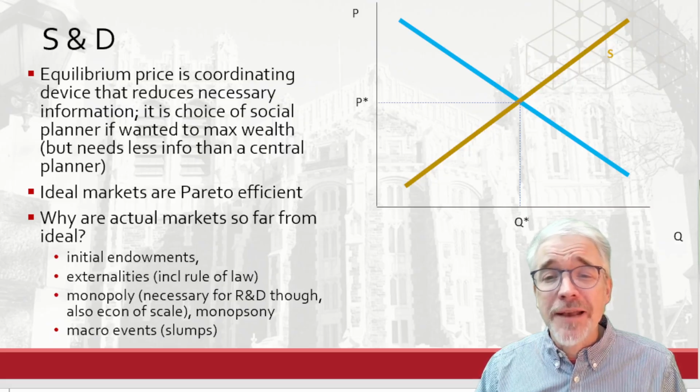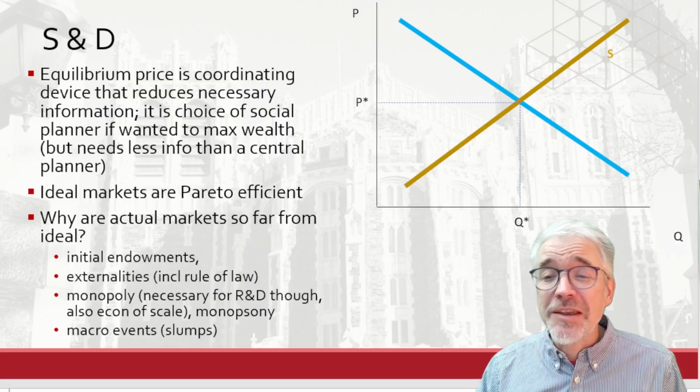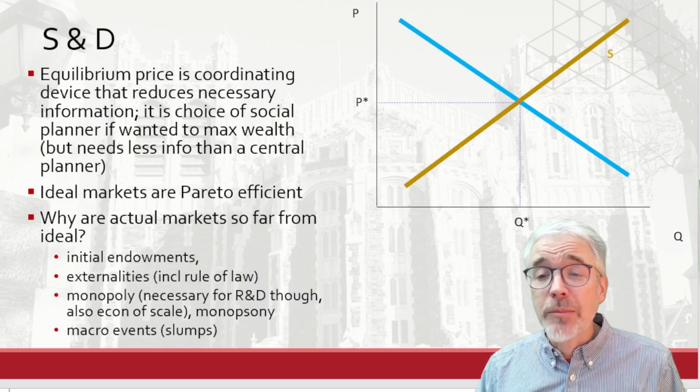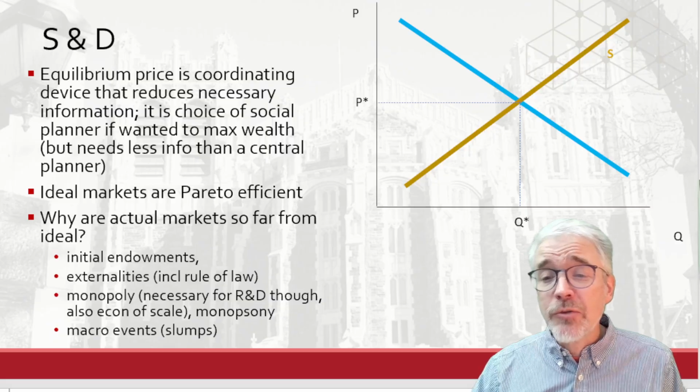Now, why are actual real-world markets not ideal? One of the big reasons is initial endowments. Some people start poor, they don't have a lot of wealth. Maybe they're in a place where there are a lot of things working against them. Other people get born lucky. They have a lot of endowments. They're able to demand a lot. Then there are issues with externalities.